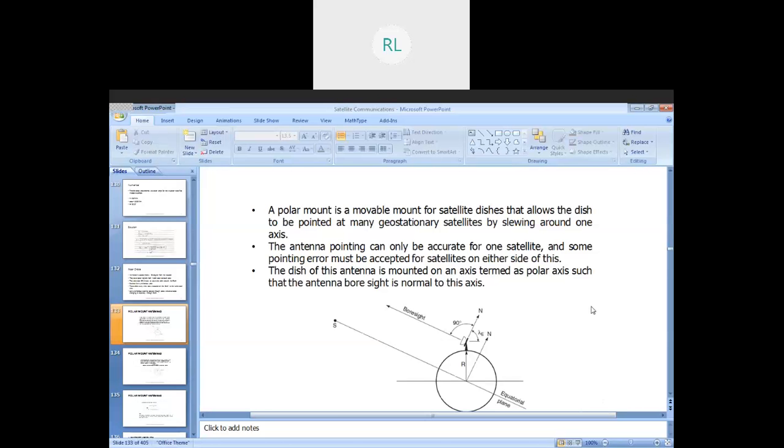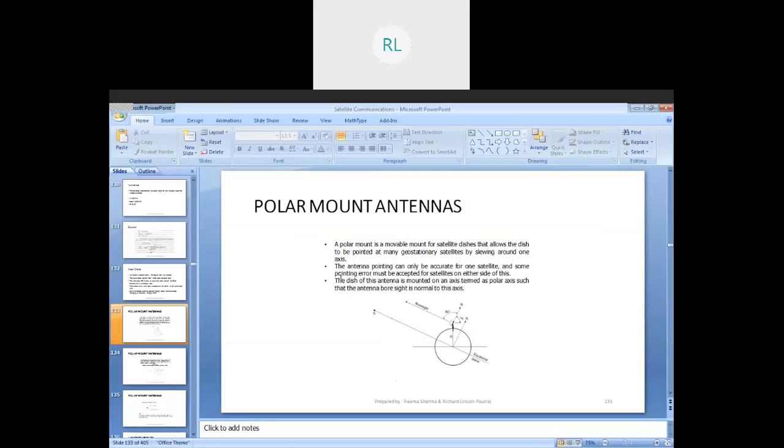So this is nothing but your lambda e with respect to the north direction. This is your R, the radius of the Earth. And this is your equatorial plane, as I told you. If you slice your Earth across east to west, that's your equatorial plane. Then you have your antennas placed exactly at 90 degrees from the north, so that creates something called polar mount antennas.